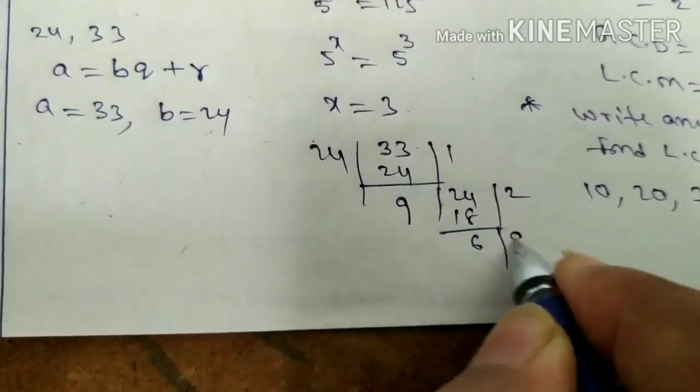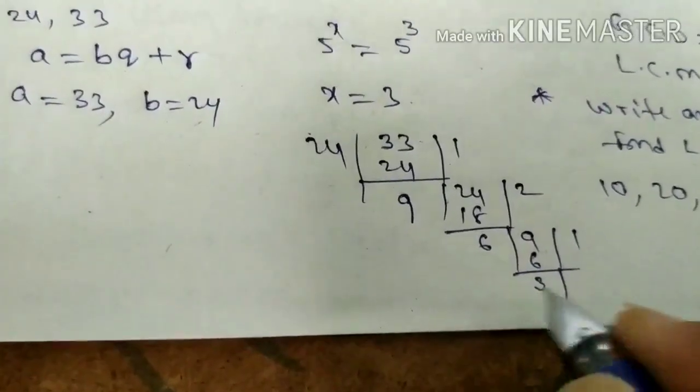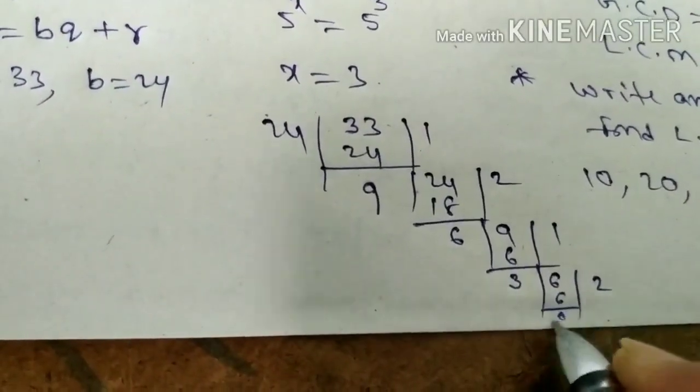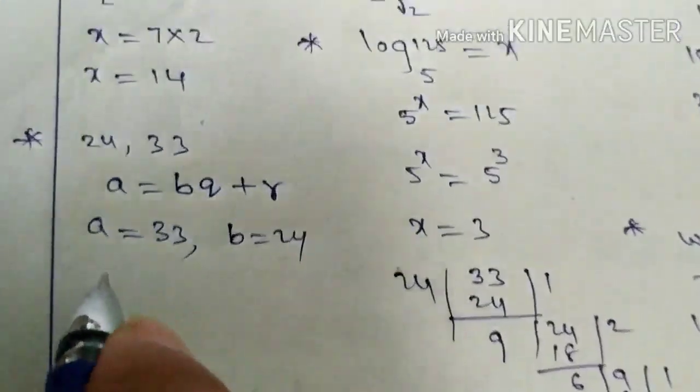6. Here, 9. 6 1s are 6. Here 3. So here write 6. 3 2s are 6. Remainder 0. So what is the HCF? 3. So the step by step you can write.